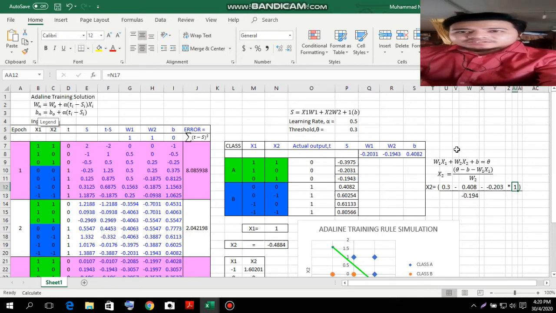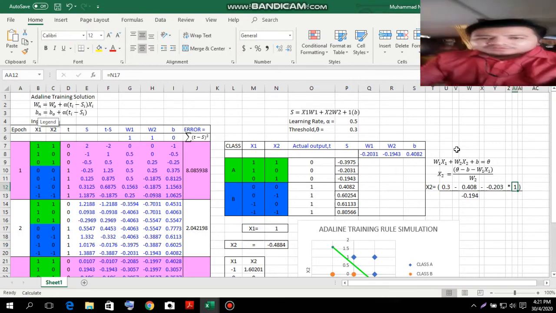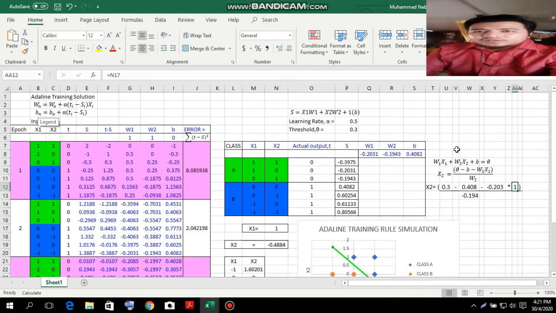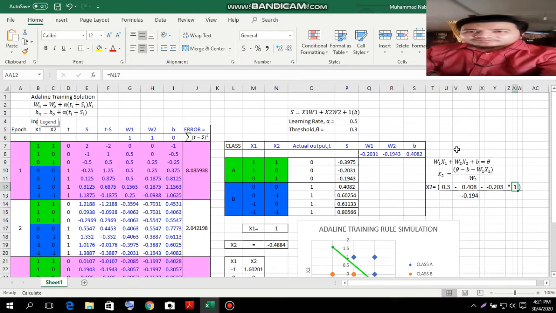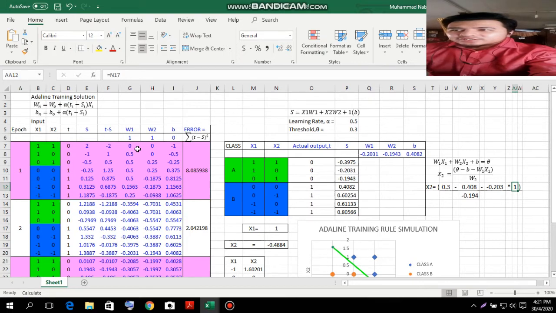Okay, first thing first, Adaline means adaptive linear elements, and we have three major formulas, which are Wn, Bn and S. Wn is the new weight, Bn is the new bias, and S is the overall sum of X1 W1. So let us skip. We have weight 1, weight 2, and bias, T, S, and T minus S.